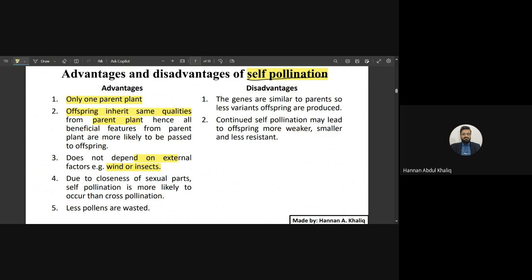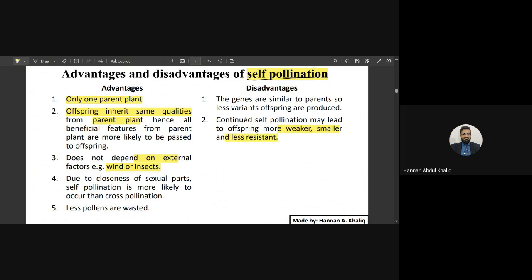But when it comes to disadvantages, these two disadvantages that are mentioned are heavier than all the five advantages mentioned there. The genes would remain the same. Fewer variants are there. Continued self-pollination may lead to offspring that are weaker, smaller, and less resistant.